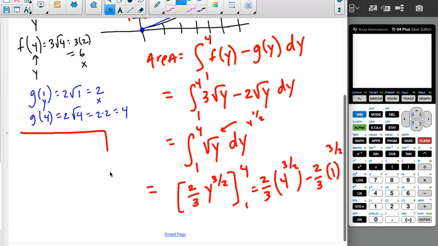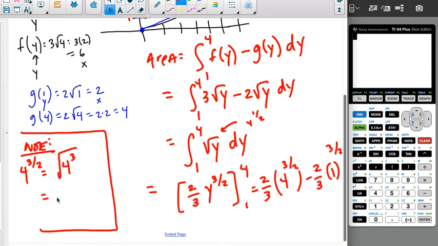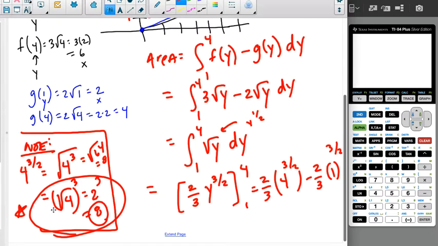4 to the 3/2, I'm just putting this off here as a note, because I think sometimes we get rusty at this skill. 4 to the 3/2 is either the same as the square root of 4 cubed, or the same as the square root of 4, quantity cubed. 2 cubed is generally easier. Either of them works in this case, because we know the square root of 64 is also 8, but this is usually the better option to get to that value.